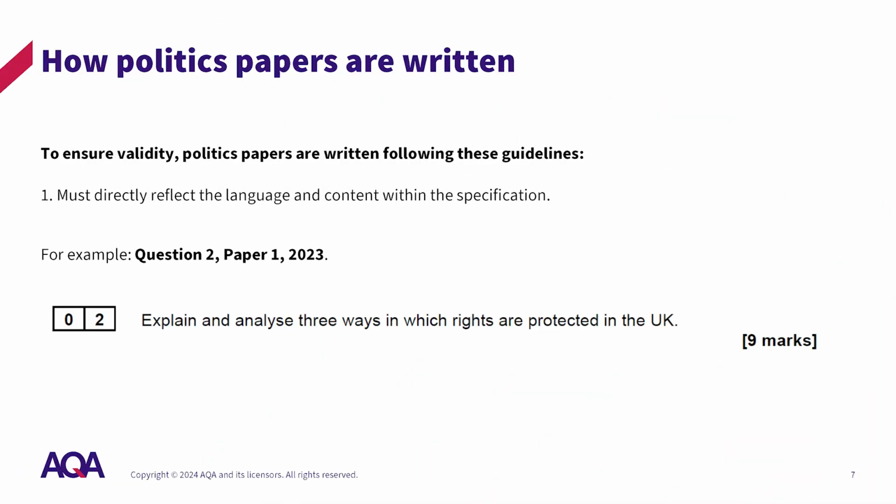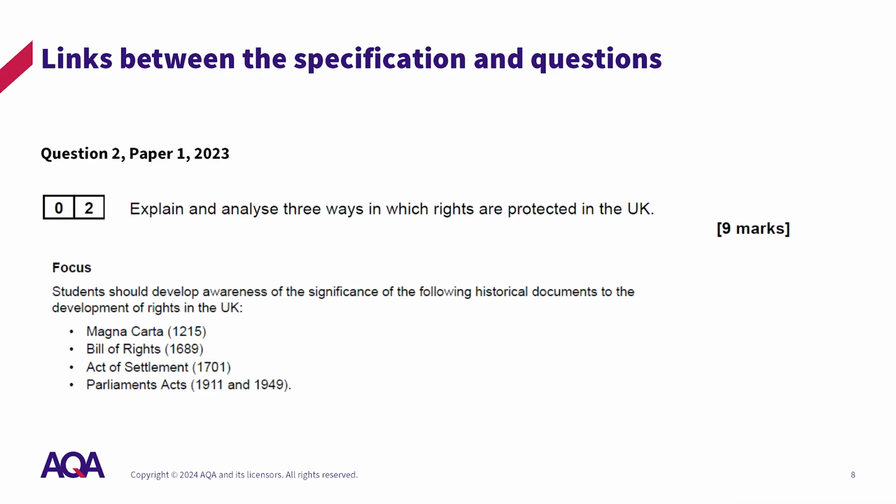As you can see from this 9-mark question that appeared on paper 1 in 2023, the question reflects how human and political rights are protected in the UK. This common assessment stem of explain and analyse 3 is followed by the word rights. This question is taken directly from the specification. The specification gives teachers and students a starting point to focus from, that is, how rights have evolved and developed over time, with examples of key developments such as the Parliament Acts.